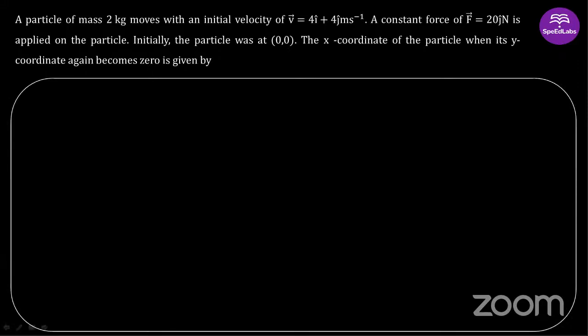A particle of mass 2 kg moves with an initial velocity v is equal to that. Okay, I am explaining that once more again.